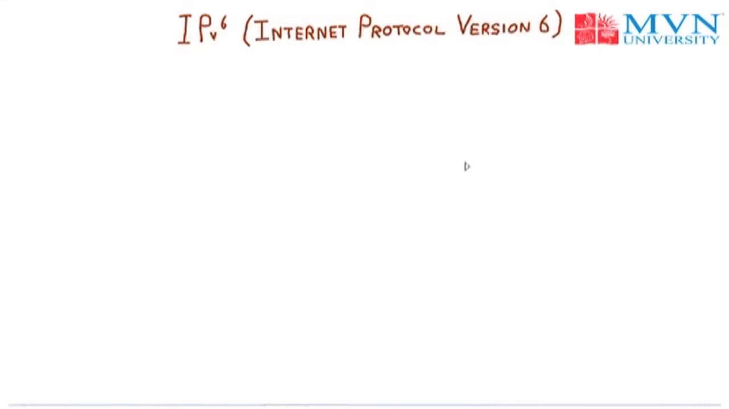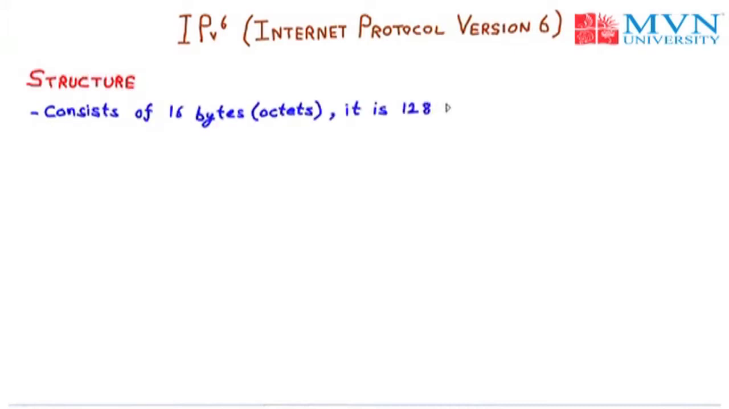So first of all, we will discuss the structure of IPv6. Well, the structure of IPv6 consists of 16 bytes or octets, and it is 128 bits long. Now, how do we represent IPv6? We have hexadecimal colon notation to represent IPv6. So let's talk about it. Now we'll discuss the hexadecimal colon notation of an IPv6 address.